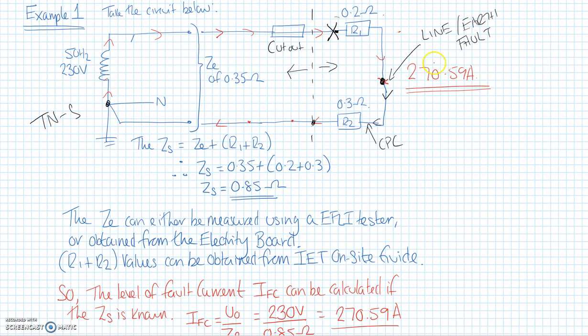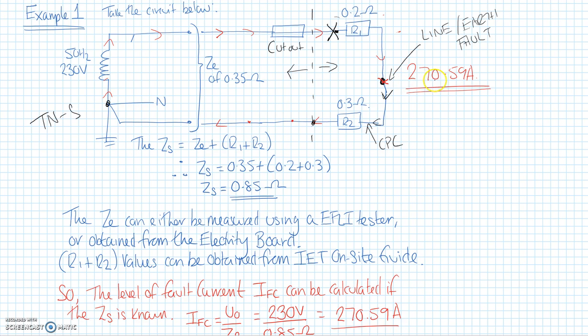Also, while the fault current is there, so while we have, say, 270 amps flowing down our earth, the entire earth within the installation has that potential. So the earth potential rises as well throughout the building. So there are a number of factors here, because of this earth fault, that we need to consider.